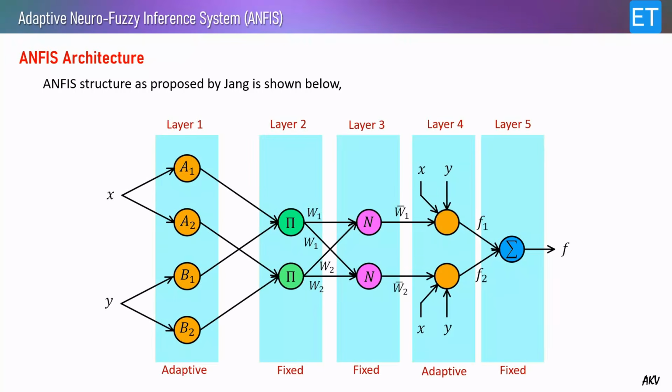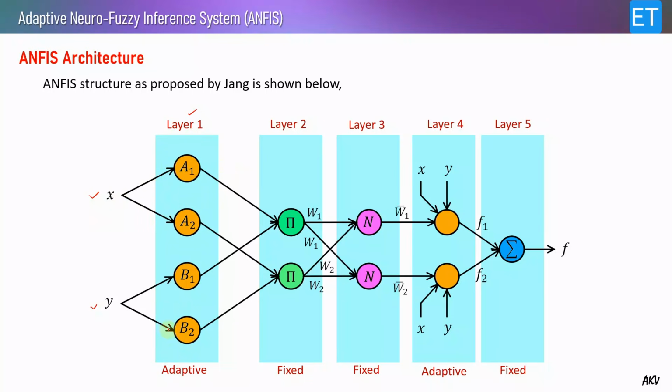So this is the network structure which has 5 layers, layer 1, layer 2, 3 and 4. In layer 1 we have the membership functions. The network shown here is for 2 inputs. If there are more than 2 inputs, its structure will change. We have 2 membership functions for each input, A1 and A2 for X, B1 and B2 for Y. If I increase the number of membership functions, its appearance will also change. So this is the case of 2 inputs and 2 membership functions for each input.